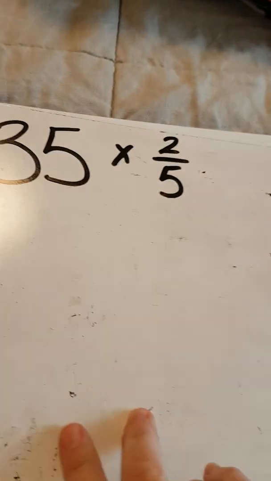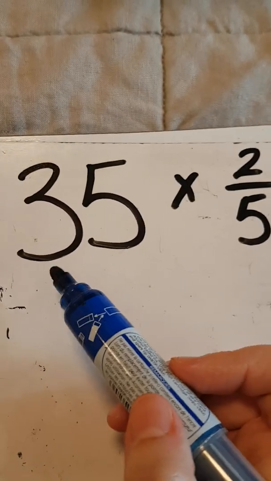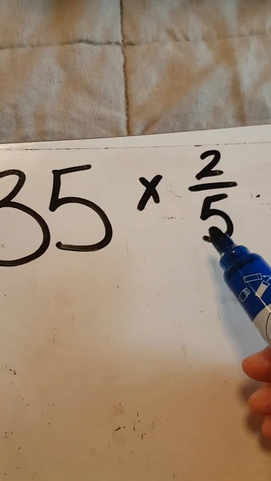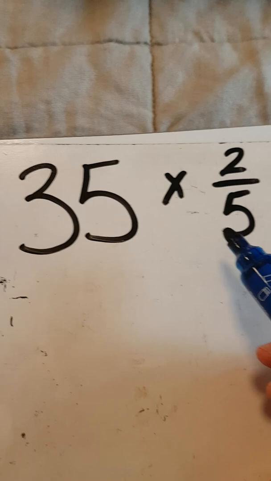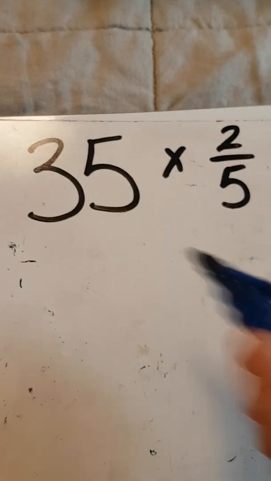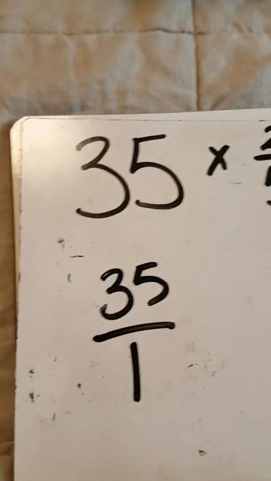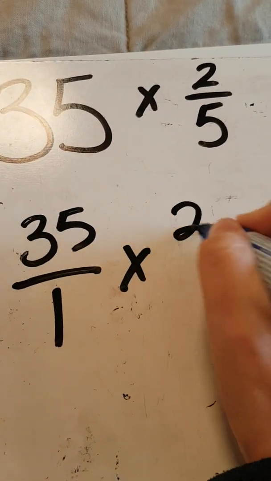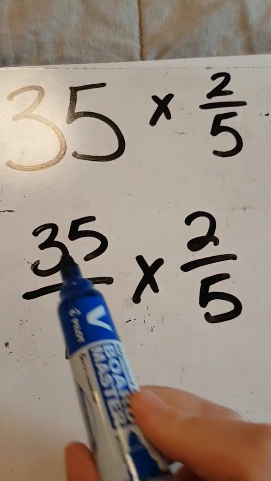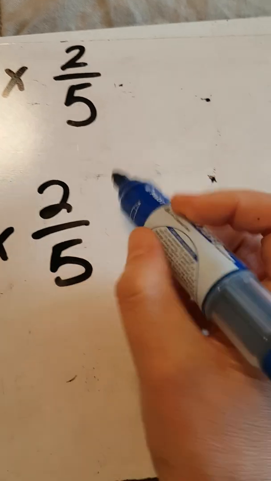Let's look at another one. Again, I have a whole number, 35, multiplied by a fraction, 2/5. So I want to make this a fraction. Do you remember what you do? You immediately put 35 over 1 times 2 over 5. And then I simply do 35 times 2 and 1 times 5.